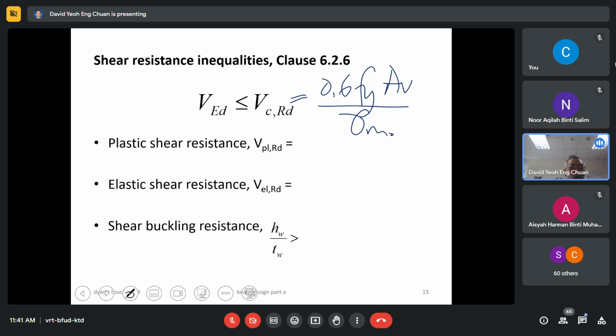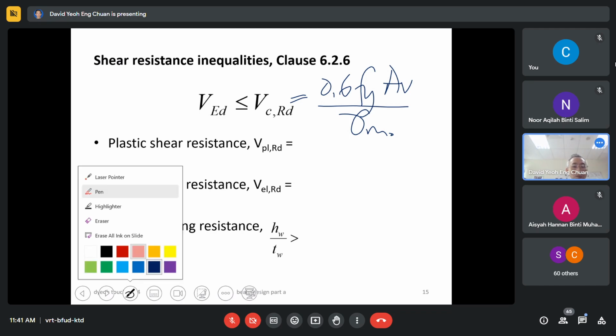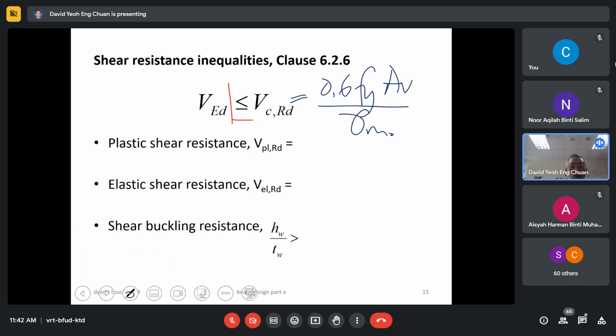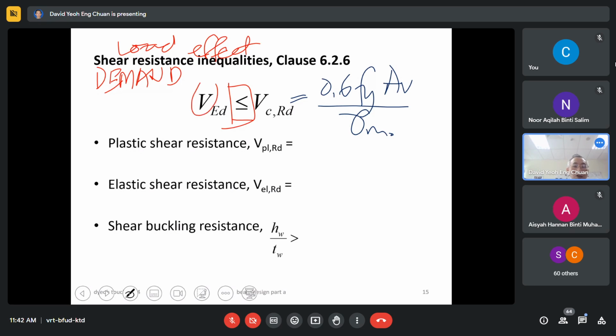So if you look here, you tell me when you're ready. If you look on this slide here, you have on the left side this inequality. When you see this sign, this is an inequality. On the left side is the demand. The demand comes due to load and causes an effect. The effect here is a shear effect. So how do you get this? If you have a simple beam like this, you've got the shear force at the end of the span. That's your VEd, which is calculated as wL over 2.